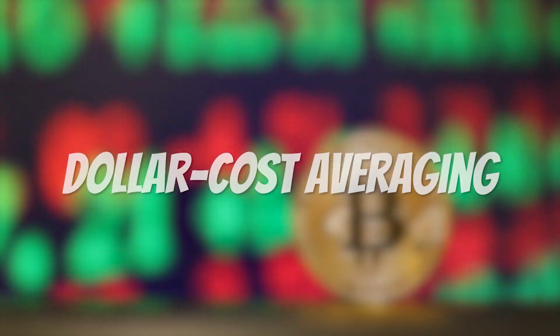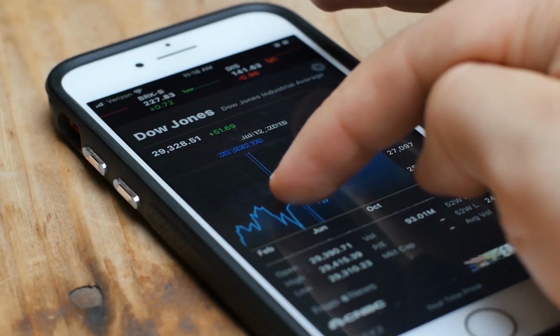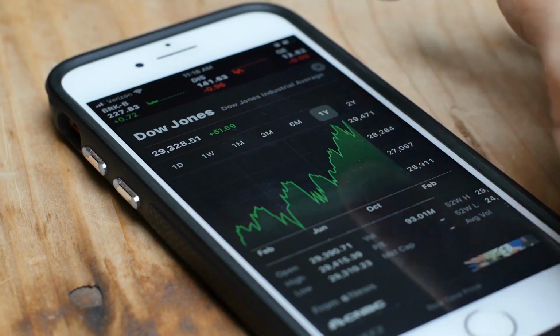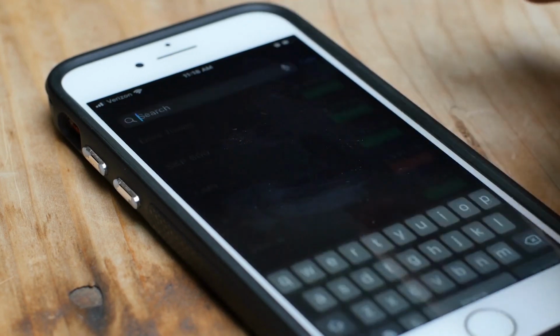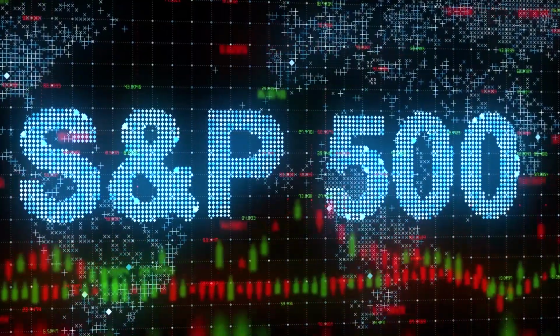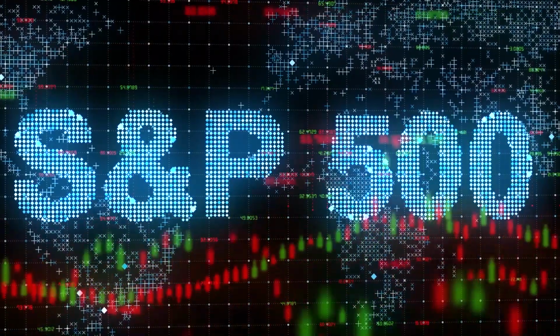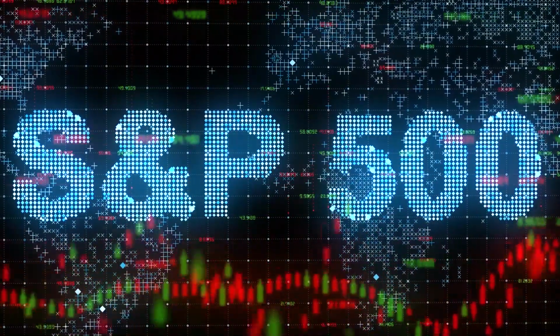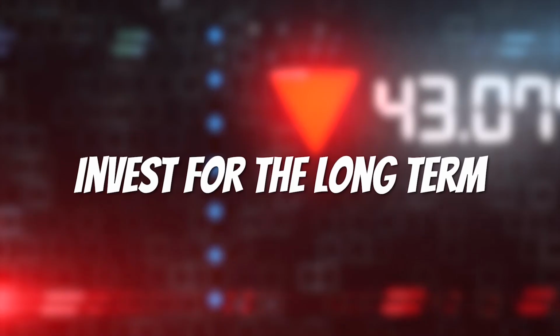Dollar cost averaging. Dollar cost averaging involves investing a fixed amount of money at regular intervals, regardless of the asset's price. This can help you buy more units when prices are low and fewer when prices are high, potentially improving your overall returns. Invest for the long term.